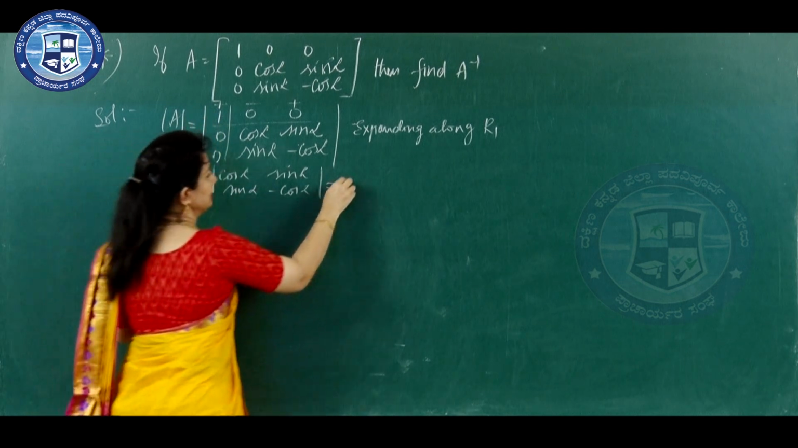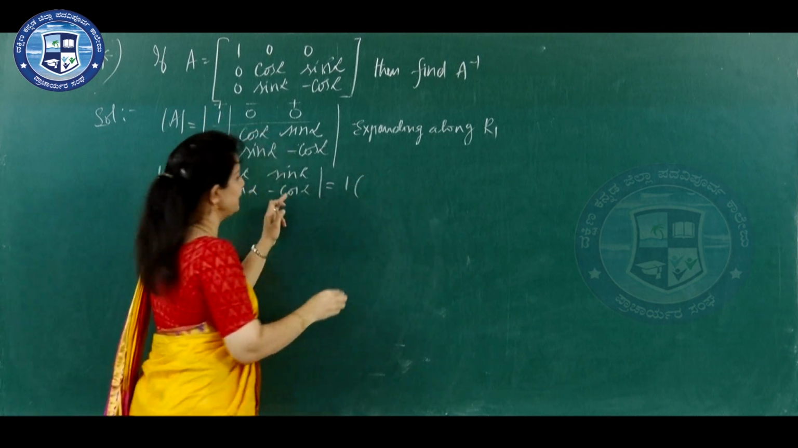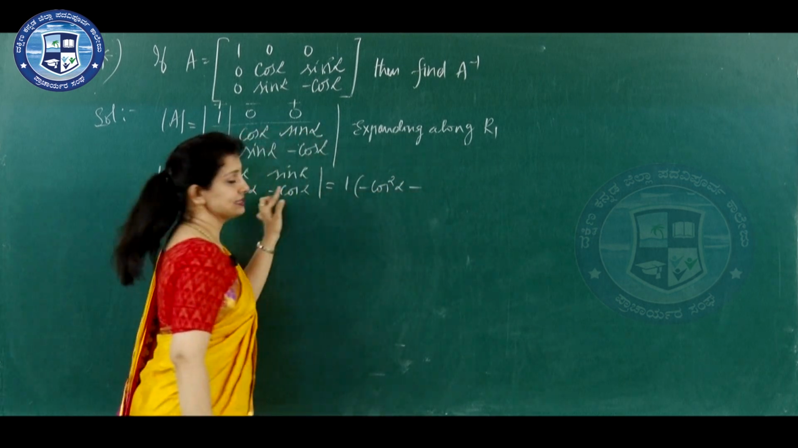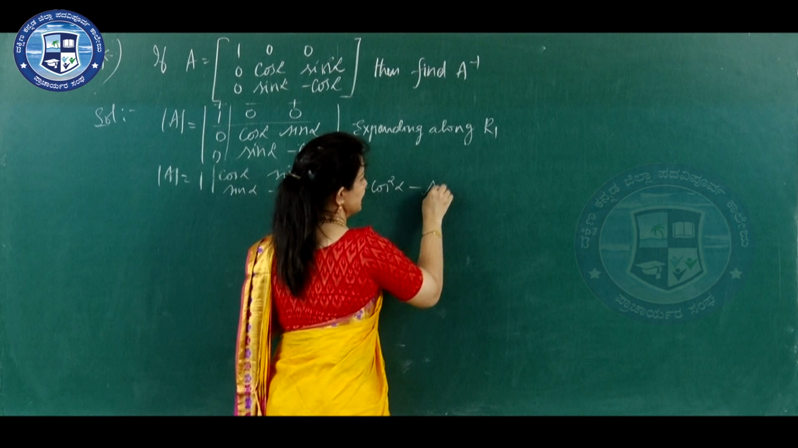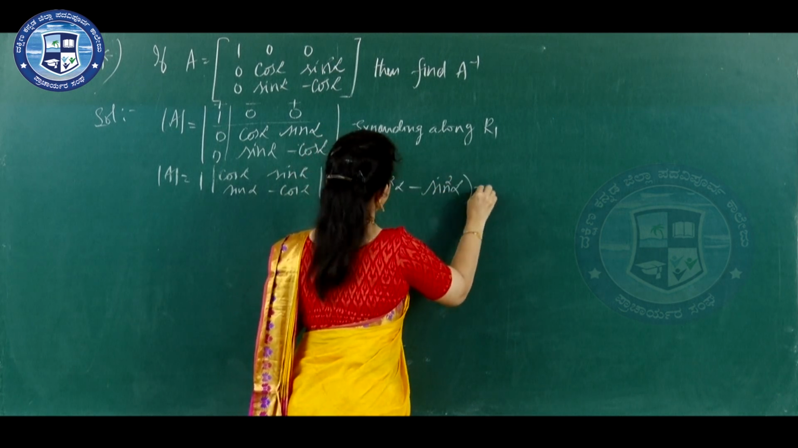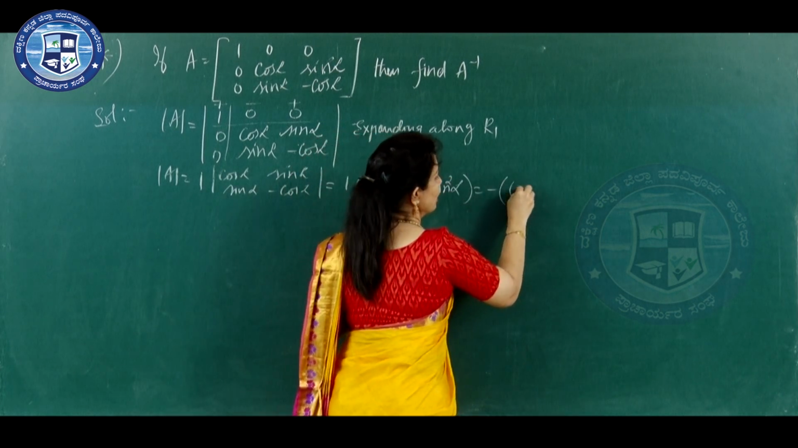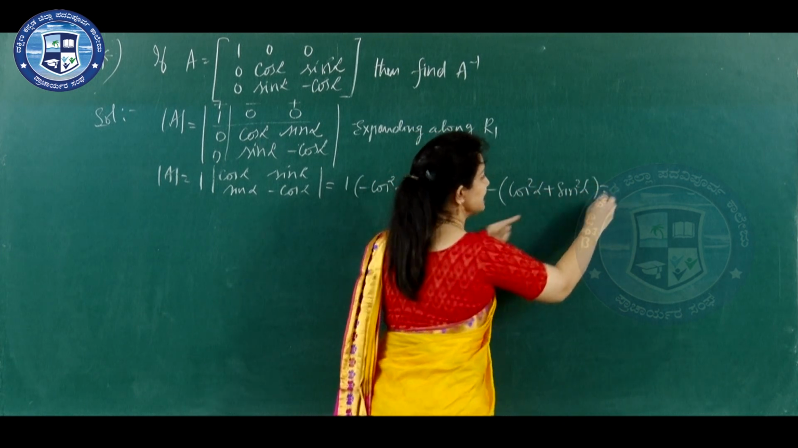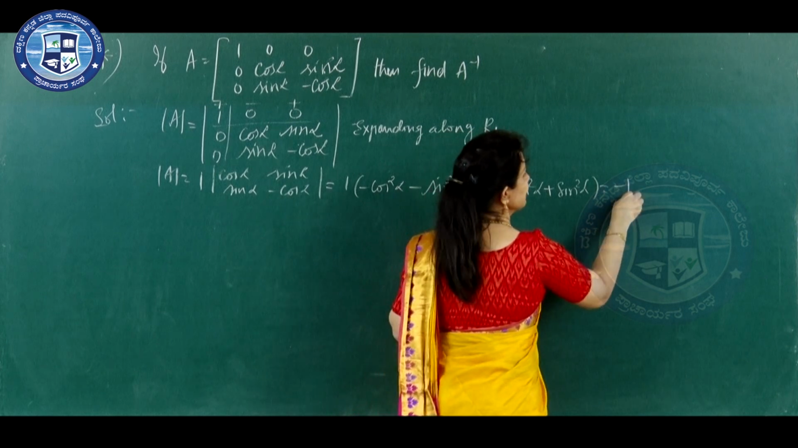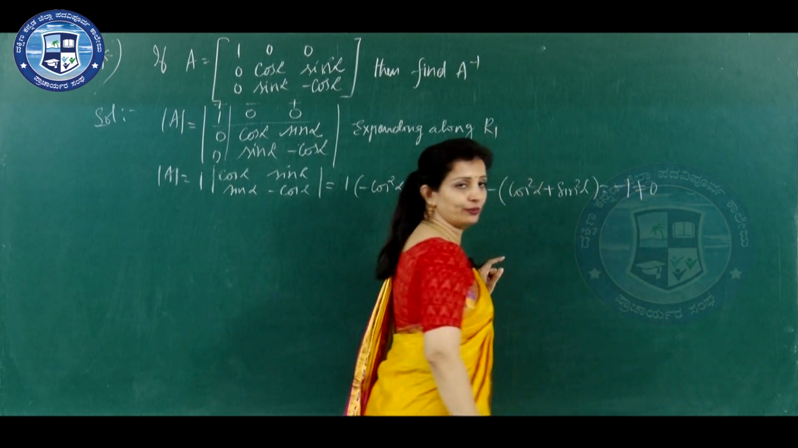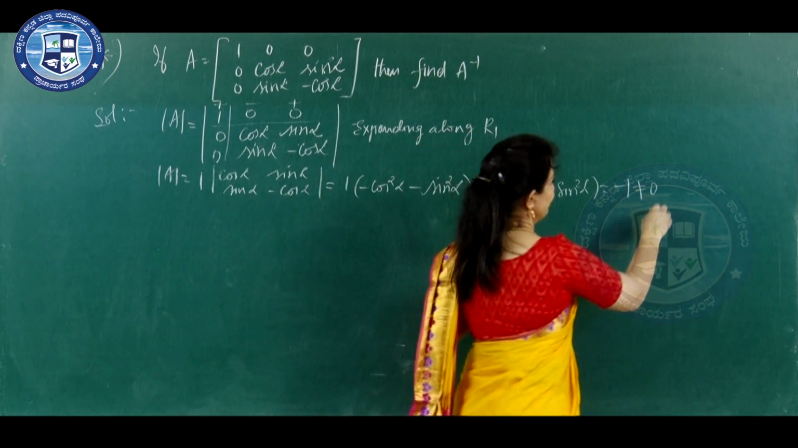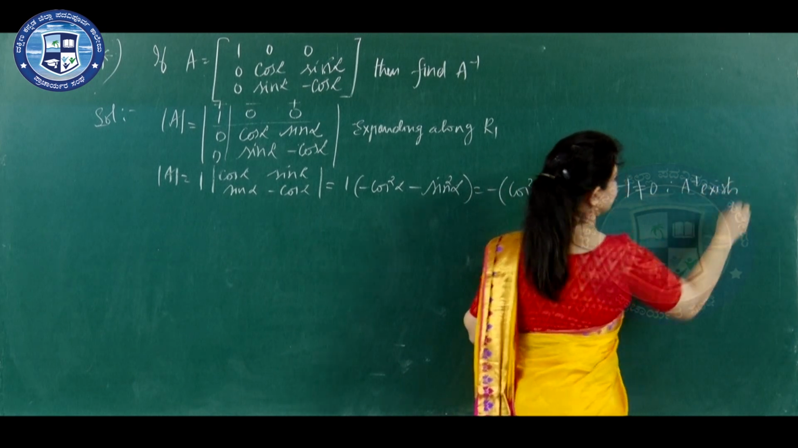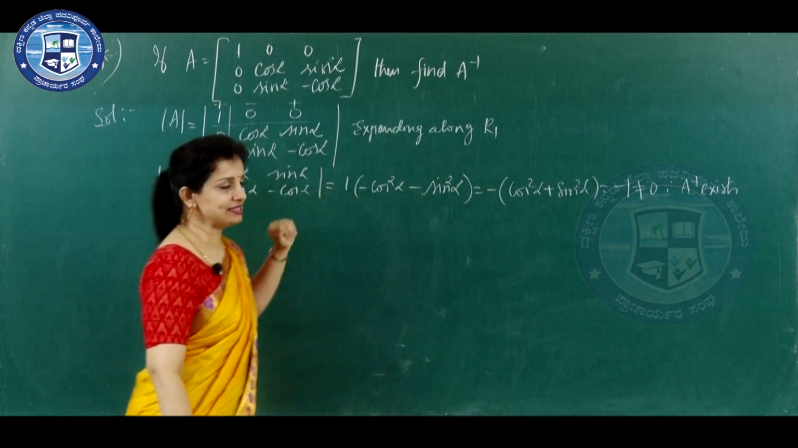Cross multiply: 1 into cos alpha into minus cos alpha, which is minus cos square alpha, minus sin alpha into sin alpha, sin square alpha, which can be written as minus of cos square alpha plus sin square alpha. We know cos square alpha plus sin square alpha is 1. So it is minus 1, which is not equal to 0. Minus 1 we got. So therefore A inverse exists. First step is over. A inverse exists.